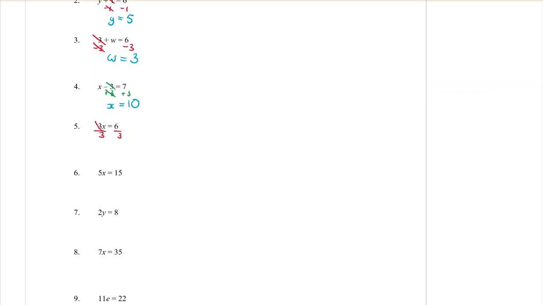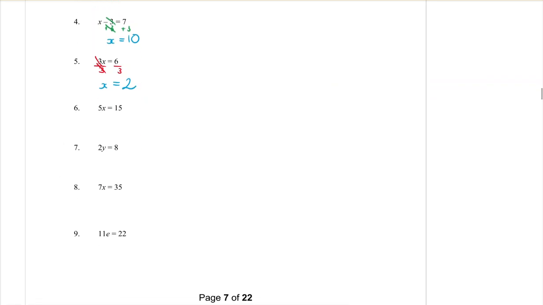3 divided by 3, they will now cancel off. X will be by itself, and 6 over 3 makes 2. Okay, you're dividing. So let's try the next one. 5x means 5 times x. The opposite is to divide, and we divide with our fraction line. We're dividing by 5. So that will cross those 5's off. X is by itself. 15 over 5, which means 15 divided by 5 is 3.